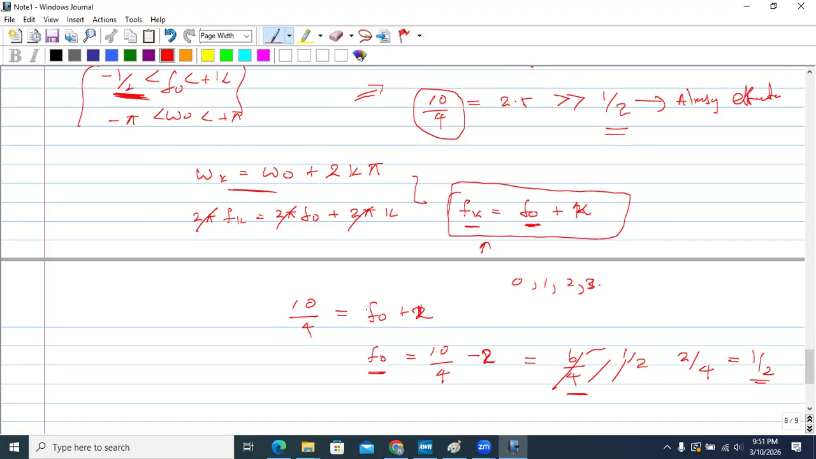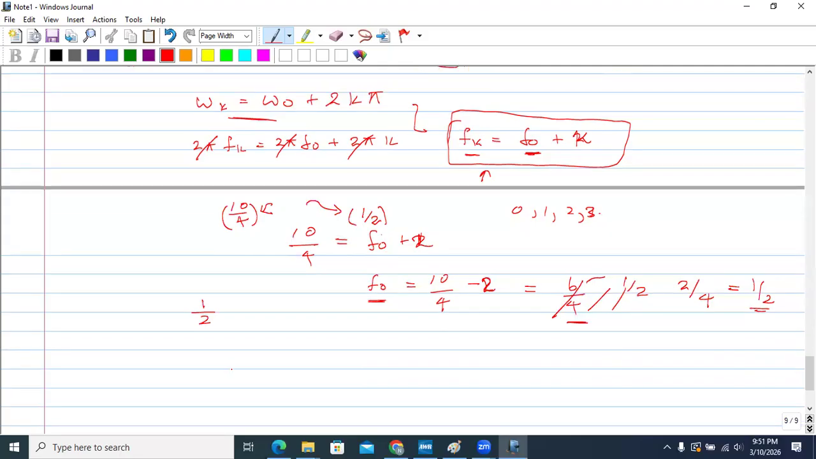Okay, so F naught will be half. Okay, this is half, and this will be 10/4. Okay, and so for this frequency, this one is aliasing, but this is the normalized frequency. Half is the normalized frequency. To find the actual frequency, you need to multiply it by this sample frequency. You know that frequency divided by sample frequency, this is the normalized frequency.